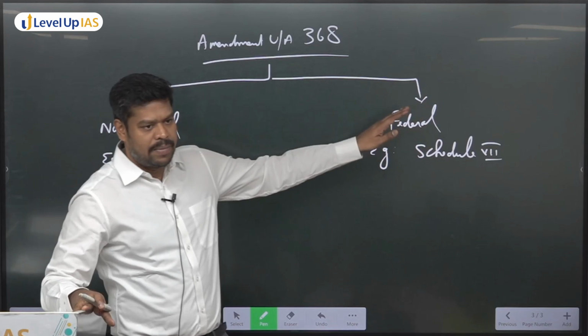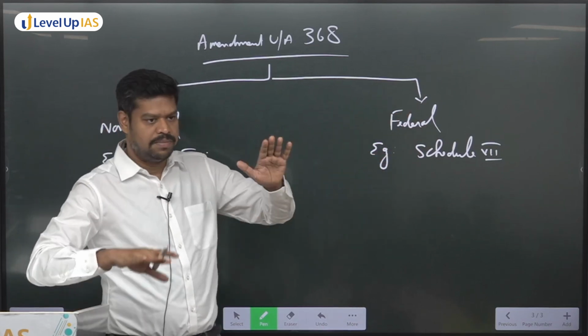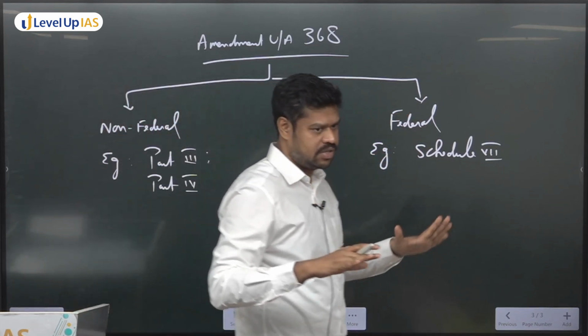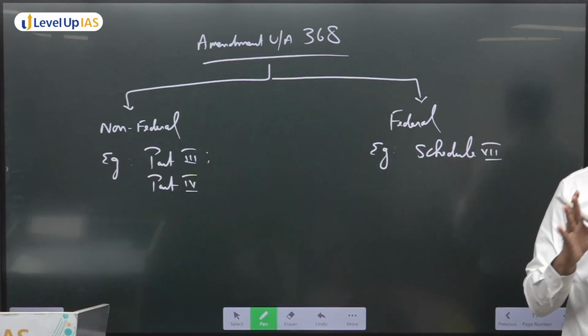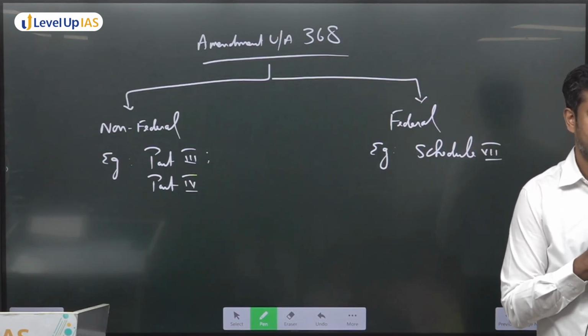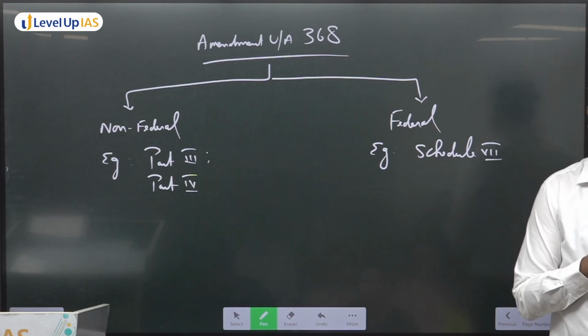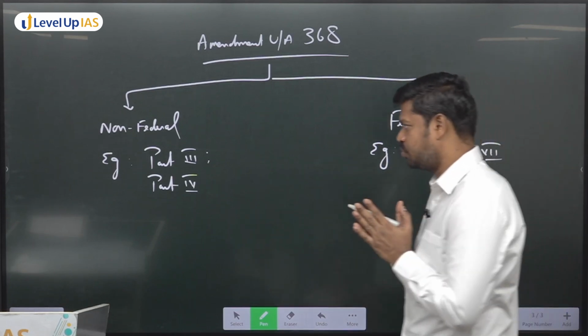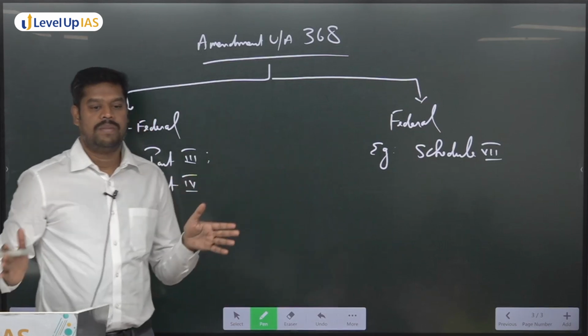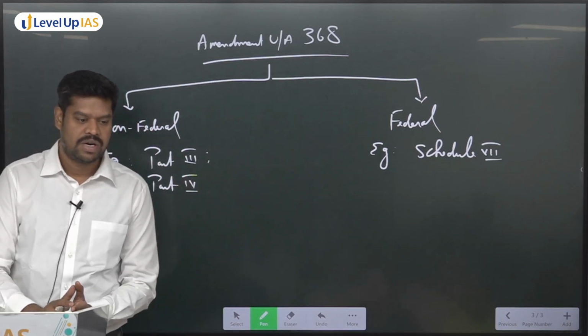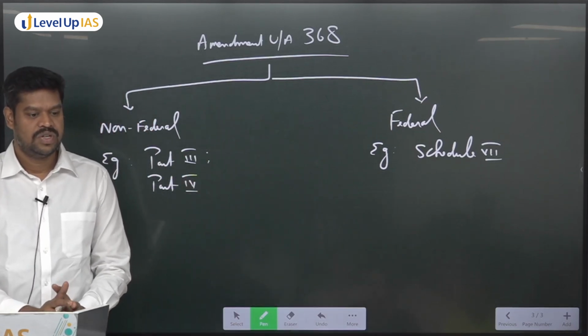So any amendment to the Constitution which is going to disturb the power balance between the center and the state, and is not maintaining the status quo which was there earlier, is considered to be an amendment to the federal provisions of the Constitution. Now, in both cases, be it federal or non-federal provisions, who is the authority to amend under Article 368? It is the Parliament.